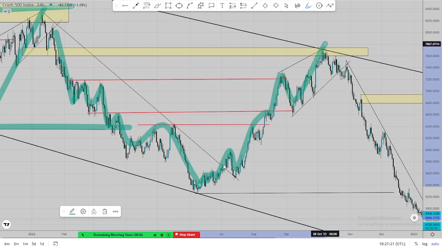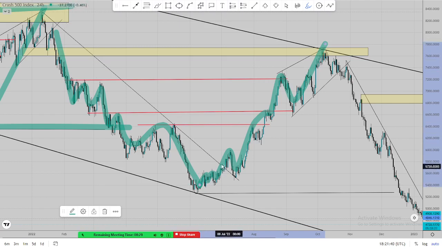So this move from the bottom there to the top there, you could have gotten this entry on smaller time frames, based on the shift in market structure on smaller time frames, or the break of this daily time frame trend line.